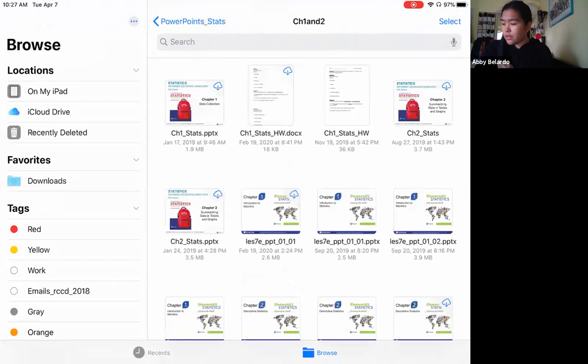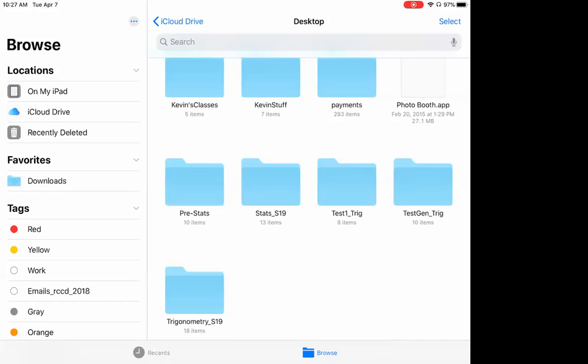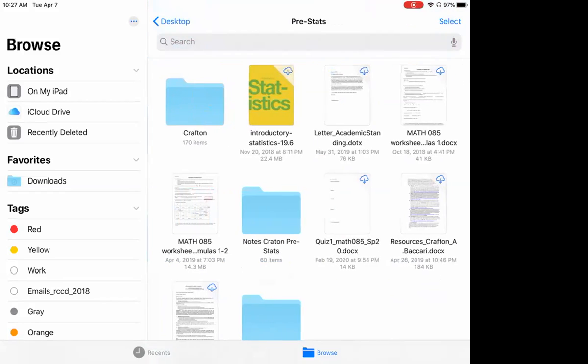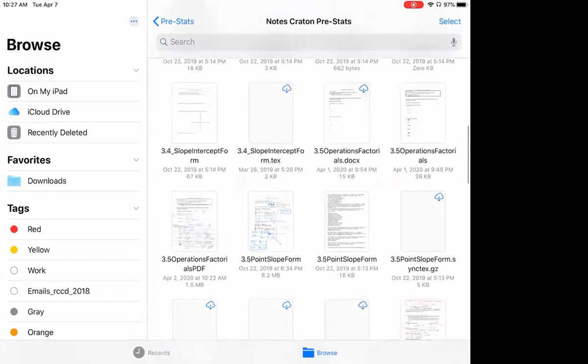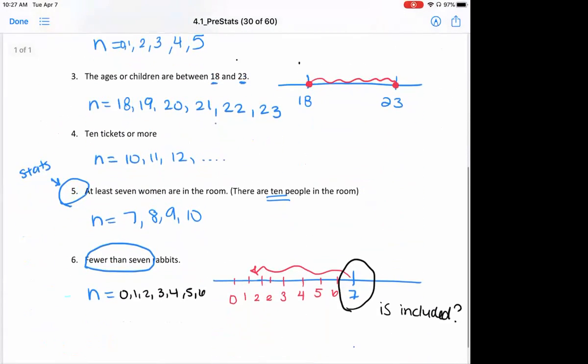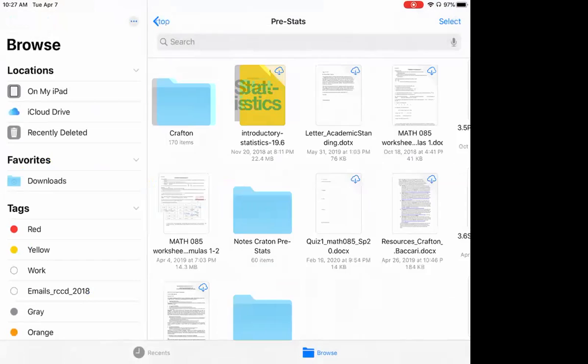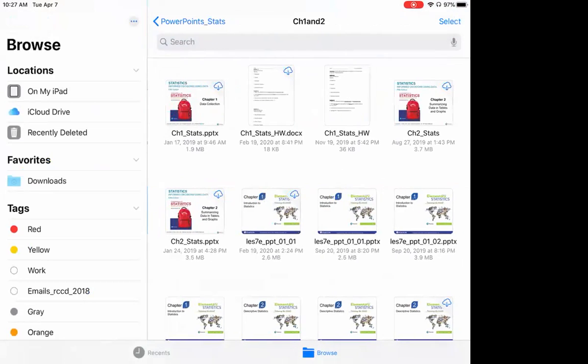What was the answer on number 6 from 4.1? Number 6, let's take a look. Oh, number 6, the answer was 0, 1, 2, 3, 4, 5, and 6, not including 7. Thank you. No problem. All right, so let's continue with 2.1.